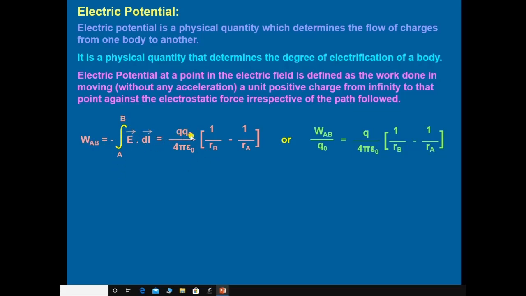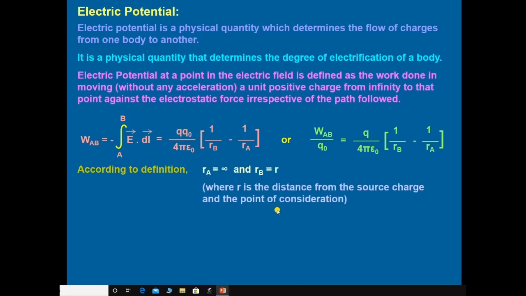B, is equal to Q naught divided by 4 pi epsilon naught times 1 upon RB minus 1 upon RA. Here, according to the definition, we take RA equal to infinity, moving the test charge from infinity to the given point. RA is taken at infinity and RB is taken equal to R. Then the work done here will become, here this value becomes infinity.